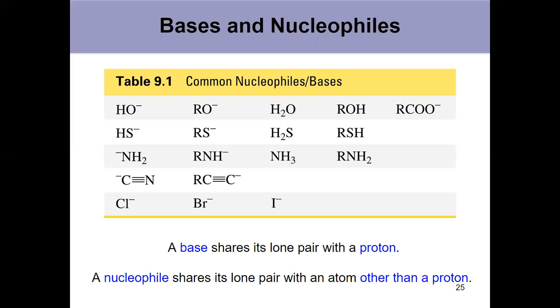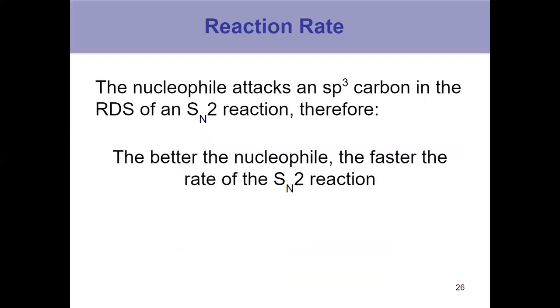If something's acting as a base, it shares its lone pair with a proton. If something's acting as a nucleophile, it shares its lone pair with something else other than a proton, typically carbon in organic chemistry. So you see how those two concepts are pretty closely tied, basicity and nucleophilicity. You measure the strength of a base by equilibrium. You measure the strength of a nucleophile by how readily it will attack an electrophile, something that's electron deficient.